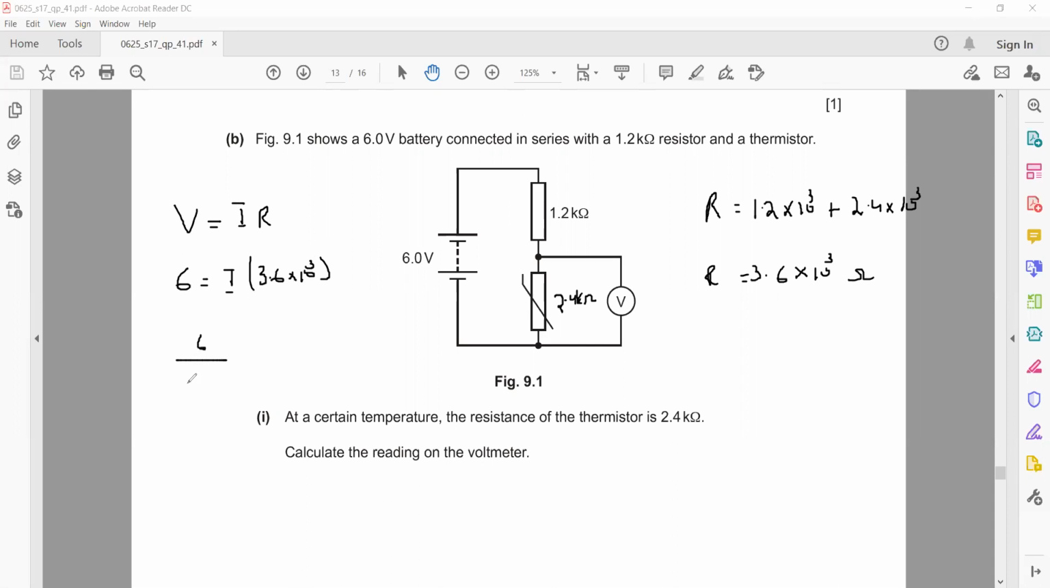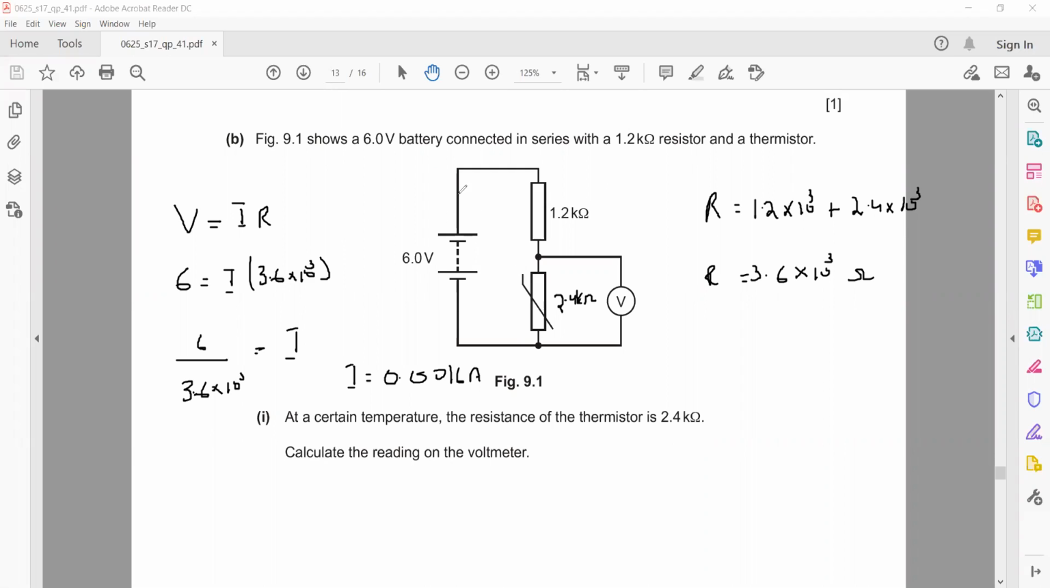So 6 divided by 3.6 times 10 to the power 3. 3.6 times 10 to the power 3 means 3600. So 6 divided by 3600 will give us the total current, which comes out to be 0.0016 ampere, with the 1667 continuing, so 0.0016 ampere.